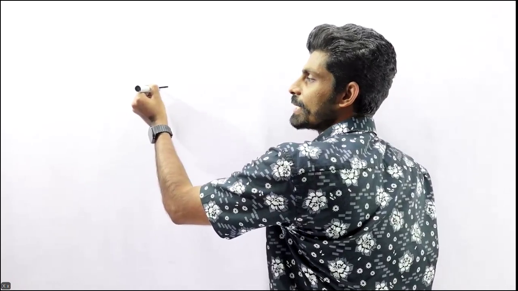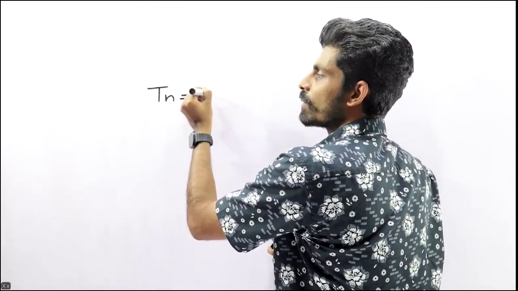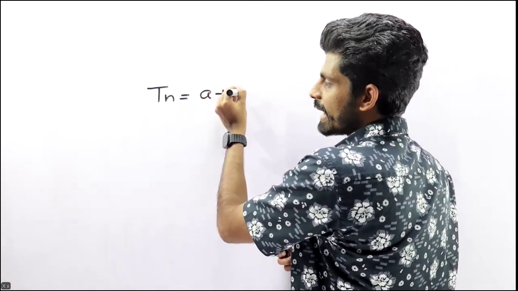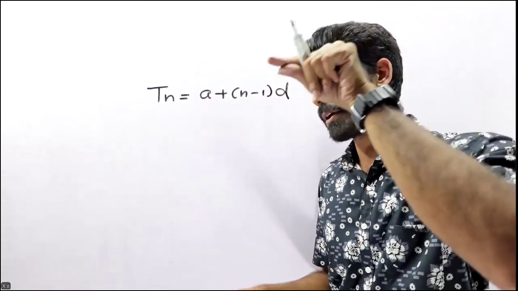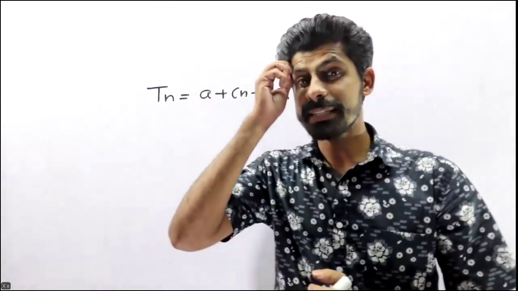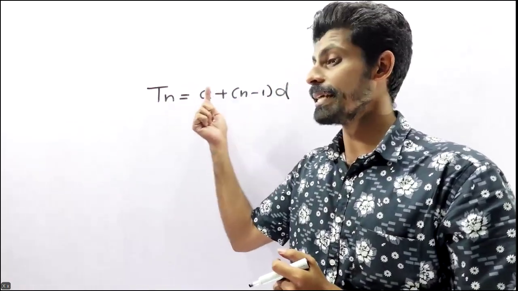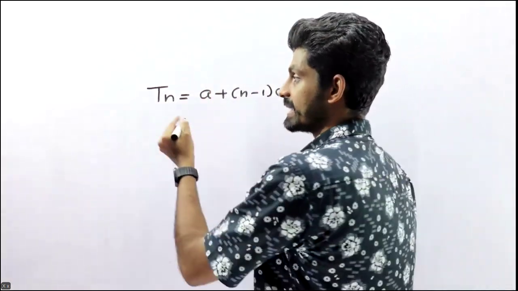What are the basic equations? Tn equals a plus n minus 1 into d. If you need to find the number of terms, you can use Tn equals a plus n minus 1 d.